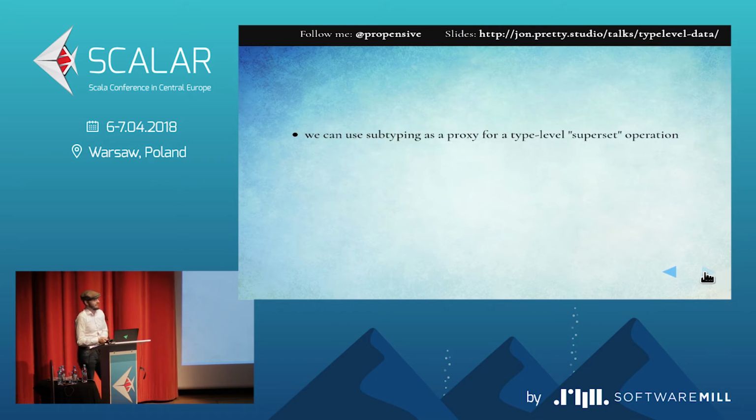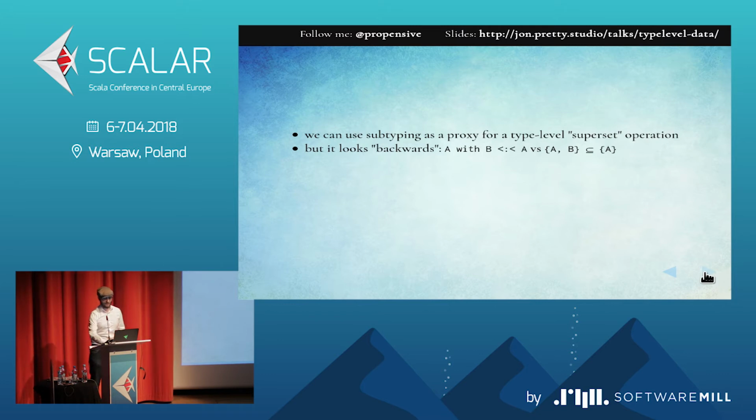So we can use subtyping as a proxy at the type level for a superset operation. But this probably sounds a little bit backwards. We're equating superset with subtype, or supertype with subset. This is sort of the wrong way around. And there is the evidence. We have the arrows pointing, well, this is the subtype on the left, and this is the superset on the left. So that messes with my head a little bit.